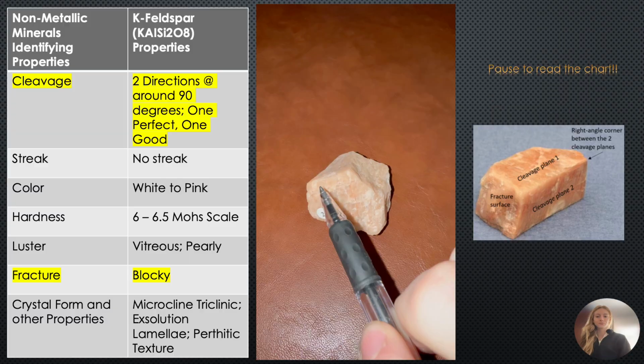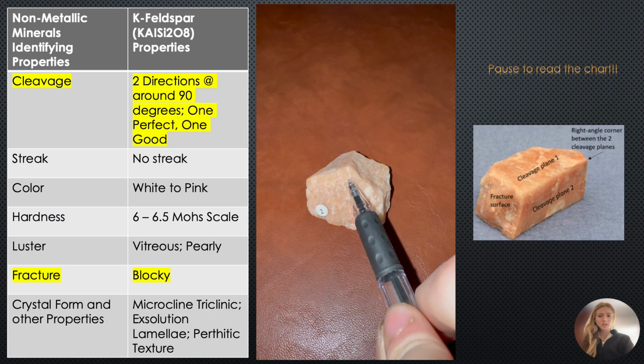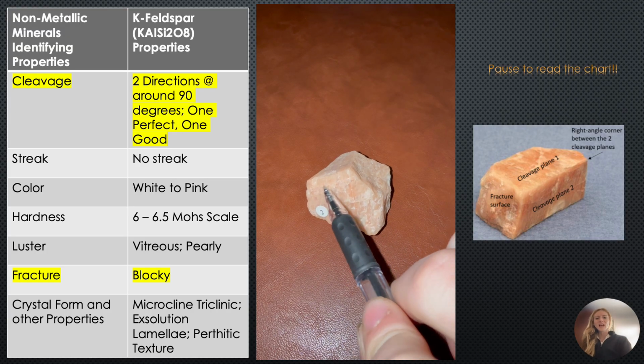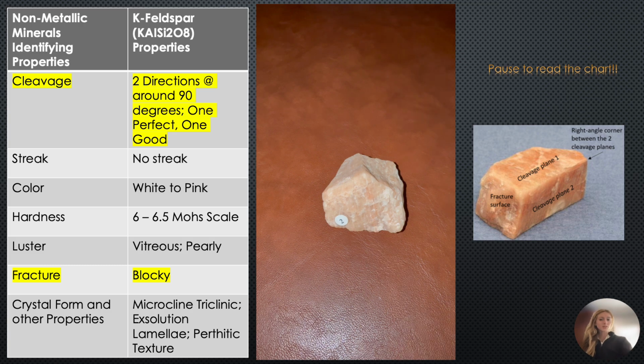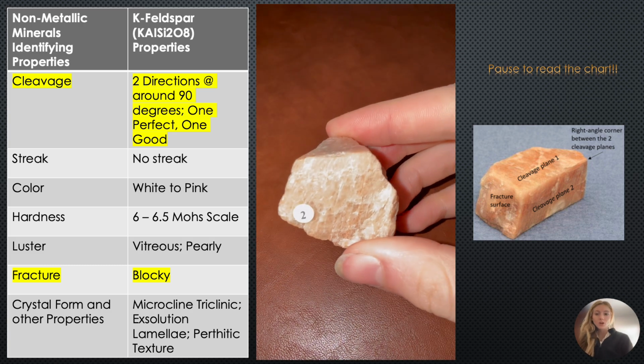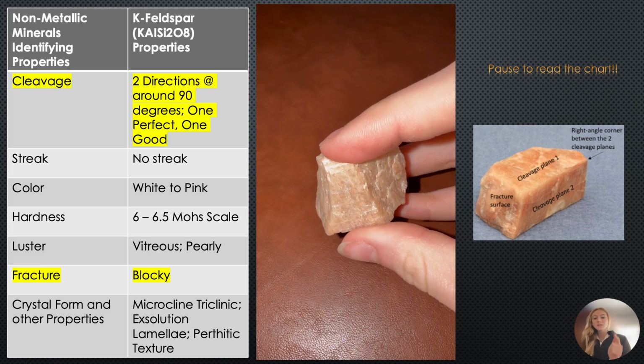Let's get into it. Starting off strong, we've got our cleavage. We're going to have two directions at around 90 degrees, one perfect and one good. As we can see in the video, we can see those lines drawing with those two directions. We can see on the right-hand side our two planes of cleavage. We also can see that our fracture is going to be blocky.